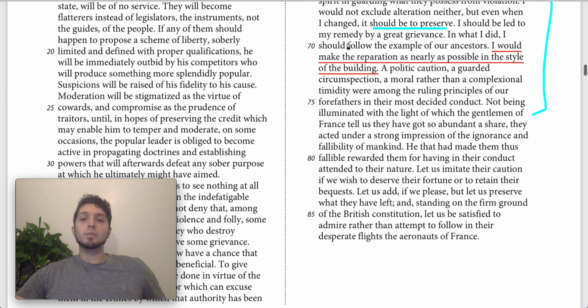Then he said I should be led to my remedy by a great grievance. Basically, I'm going to be very cautious in the change that I make. And what I did, I would follow the example of our ancestors, right? And here's what the ancestors did. They would make the reparation as nearly as possible in the style of the building. So let's try to understand what that metaphor means. He's basically saying any repair that I would make, I would try to keep it in the same style, right? As if I'm repairing a building, instead of just bulldozing the building and rebuilding it, I would make repairs that were meant to bring the building back to its original style, more restorative as opposed to adding new features or new things onto it that are different from what it originally was. My only task, my only reparation would be to repair it, to refurbish it, to restore it. So I'm going to keep it in the style of the building.